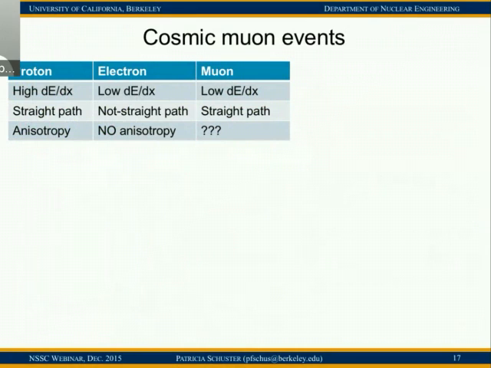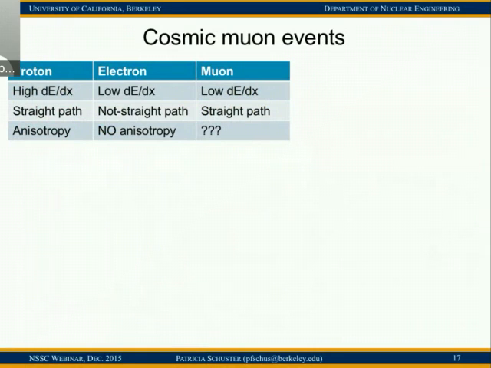Anyway, okay. So I showed this to the group at Livermore, and I got the suggestion, well, why don't you measure cosmic muon events? So the motivation for this is that we have protons that interact with high dE/dx in a straight path, and they produce an anisotropy. And then we have electrons that interact with a low dE/dx in a not straight path, and they do not produce an anisotropy. So which one is important? Is it the dE/dx, or is the straightness of the path that's important for producing an anisotropy?